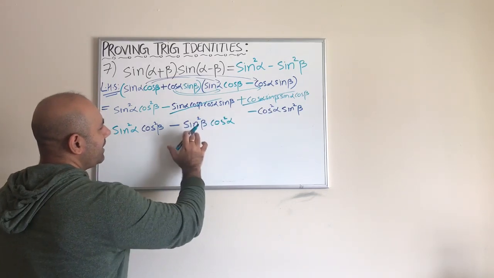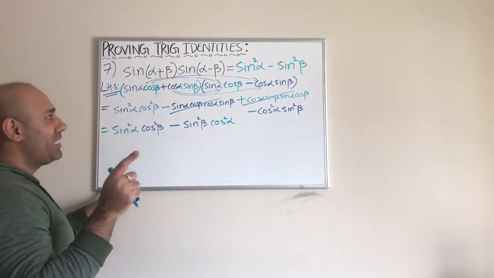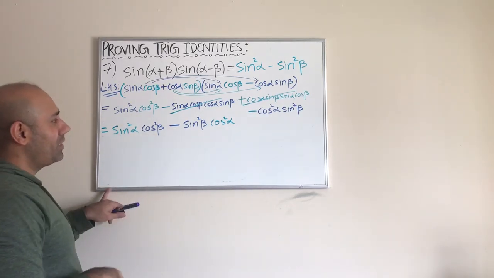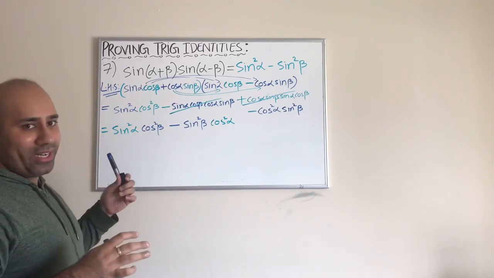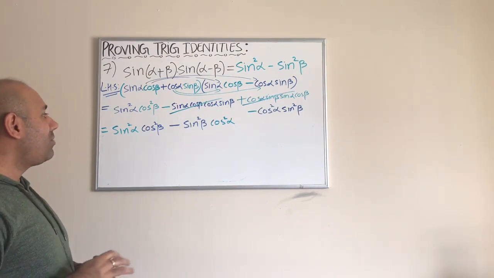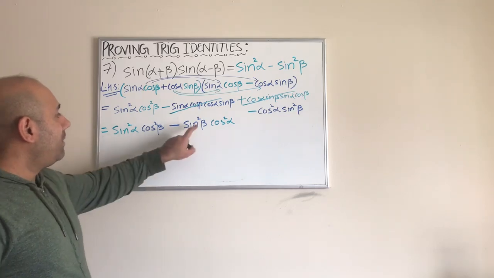And what made me write this first was that I looked at the right hand side, and from the right hand side I have sine squared alpha minus sine squared beta. So that's why I wrote sine squared alpha here first and cosine squared beta here first. Okay, but this still does not look like that. I mean, we're getting closer, but it still does not look like that. So we still have to do something more in order to make this guy look like that.